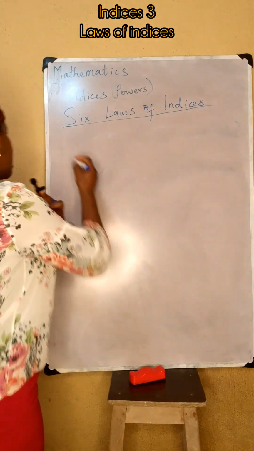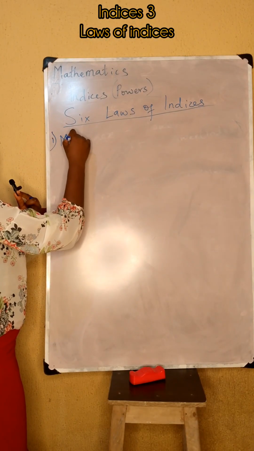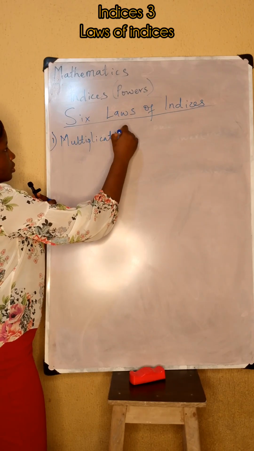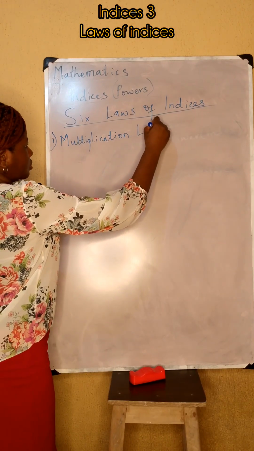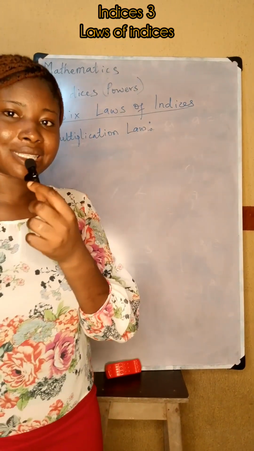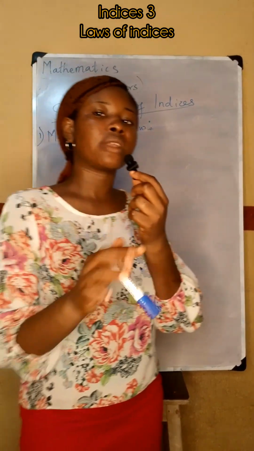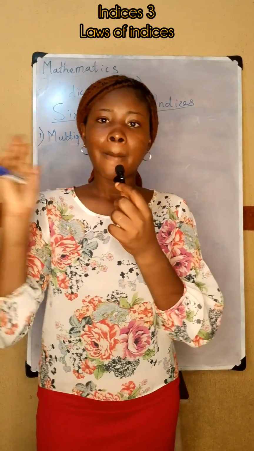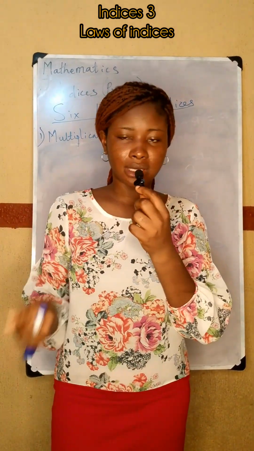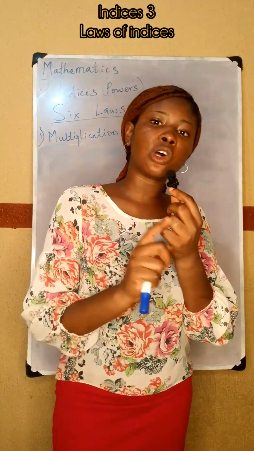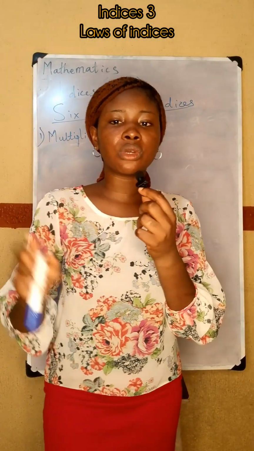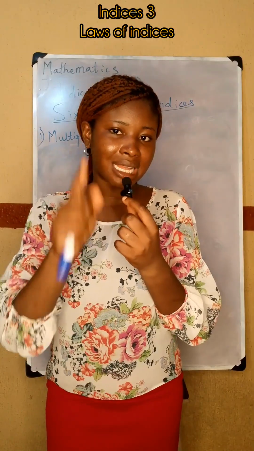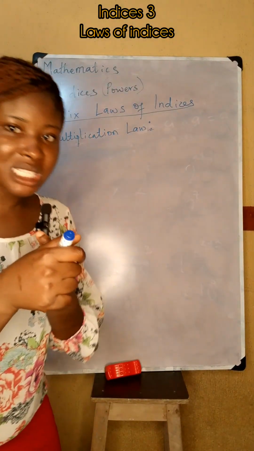The first one is the multiplication law. The multiplication law of indices states that when two index numbers are being multiplied, if their bases are the same, pick one base and add their powers. I will say it again. Let me show you what that means mathematically.